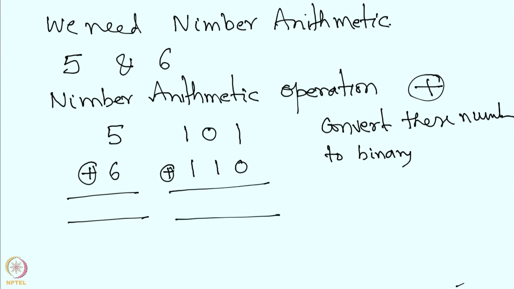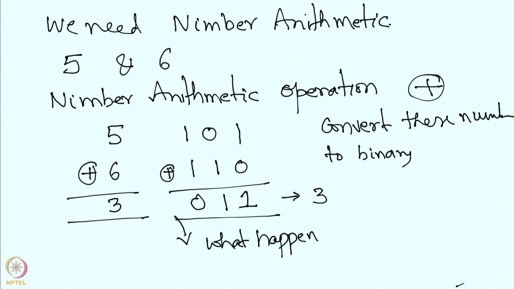So, suppose you are doing binary addition: 1 and 0 gives 1, 0 and 1 gives 1, and then 1 and 1 gives 0. So, this is nothing but 3. So, the answer here is 3. The Nim-Sum of 5 and 6 is going to be 3. And there is some small thing that I should tell you here. What happened to the carry? We do not take this; the carry is not forwarded.